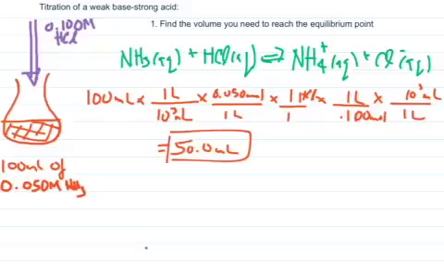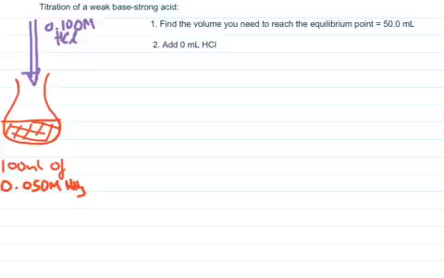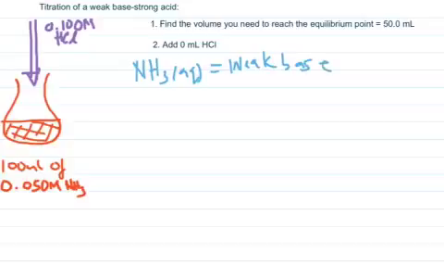So what happens if we're at 0 milliliters of hydrochloric acid? Let's see what happens. The first thing we need to ask ourselves is, if we don't have any hydrochloric acid inside of the flask, what is in the flask? Well, we have ammonia, which is an aqueous solution, so that means it's in water. And because we know ammonia is a weak base, we're going to need to find the Kb.